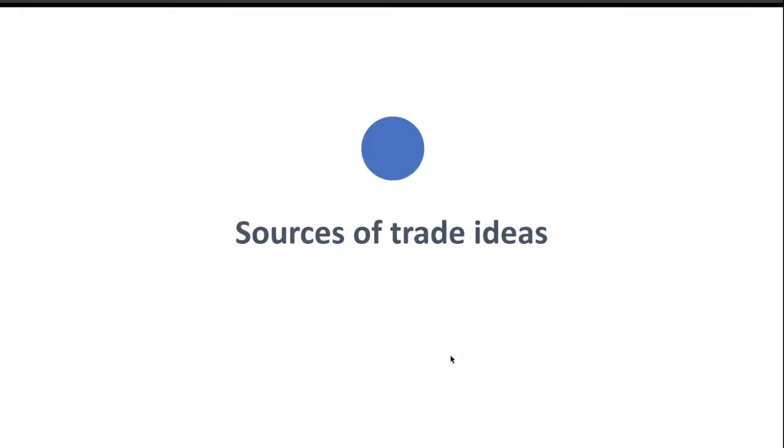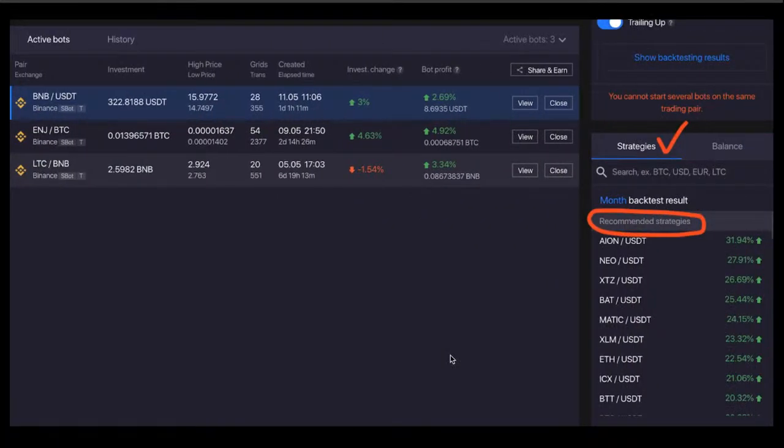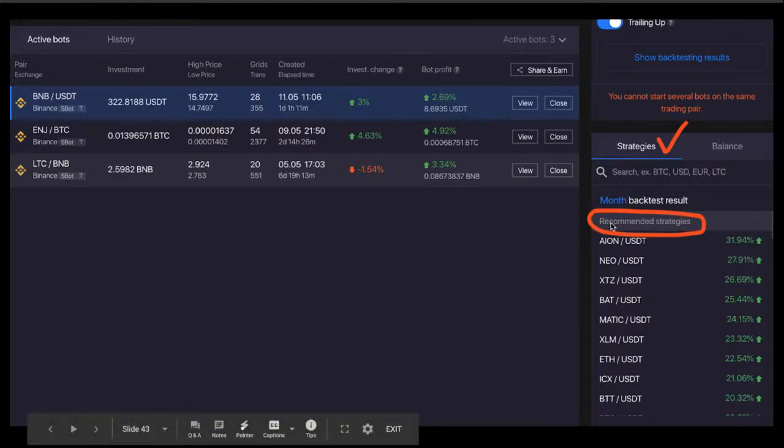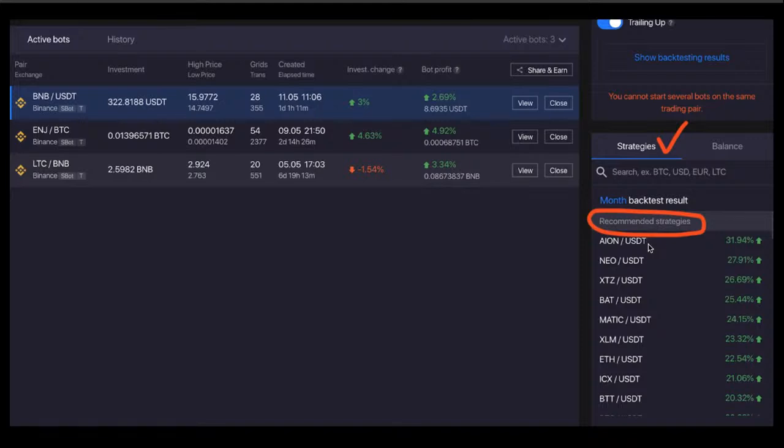So now comes the question, what are the sources of trade ideas? At Bitsgap we have some instruments which allow you to find and generate trade ideas. That's another unique value that we have for you here. First of all, we have recommended strategies based on monthly performance. These are top performers, so you can look at them and see if this is something for you.